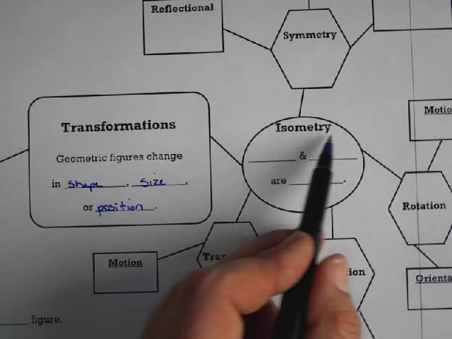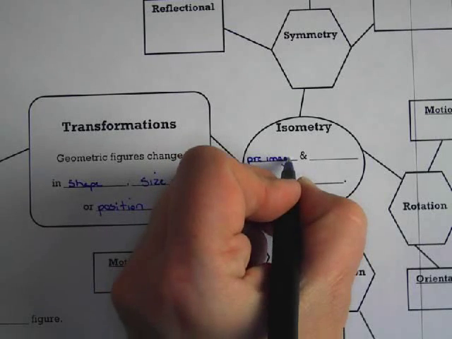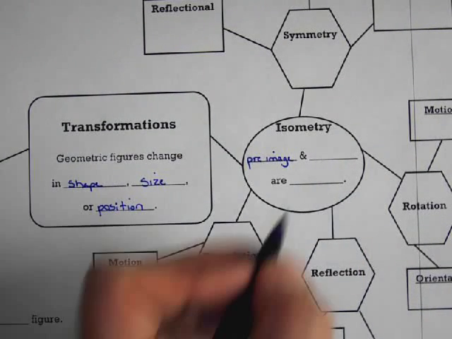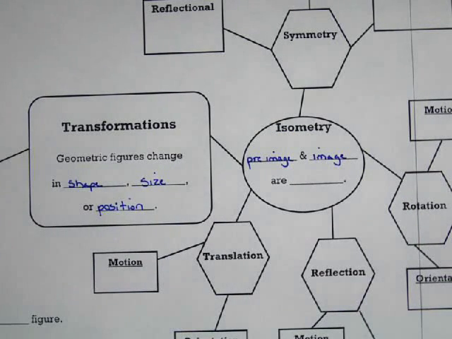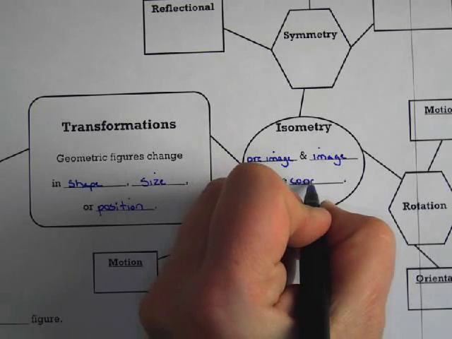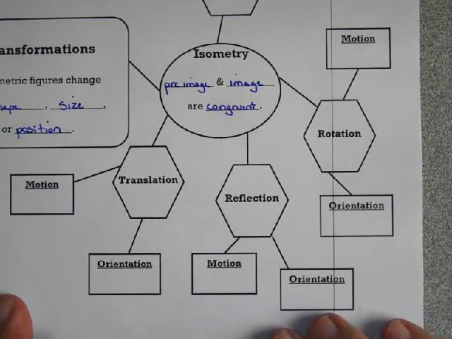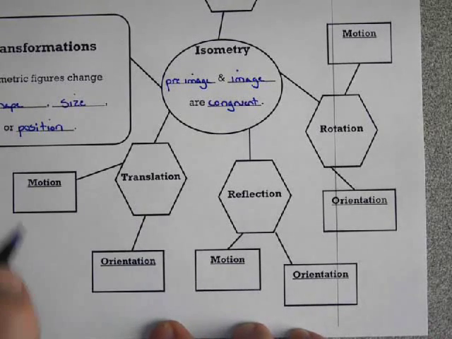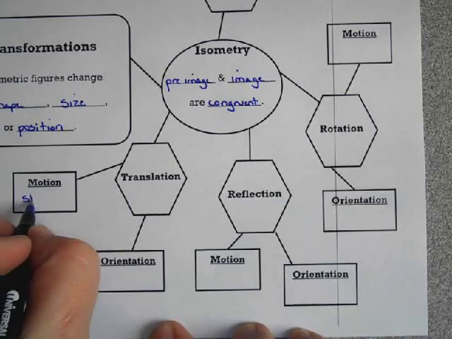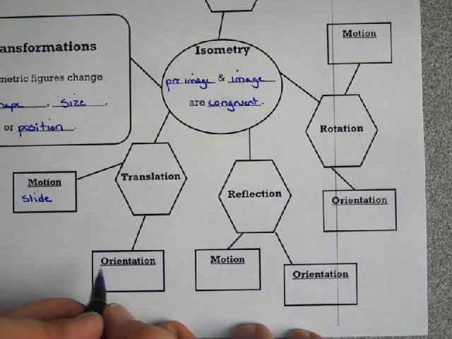So transformations that are an isometry, the pre-image and the image are congruent. So examples of these would be, first of all, a translation. So that motion is a slide. The orientation, or the way you read the points, stays the same.